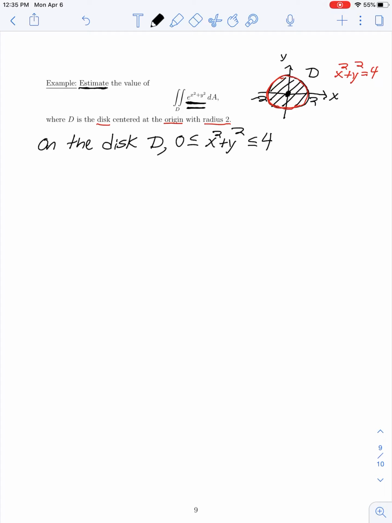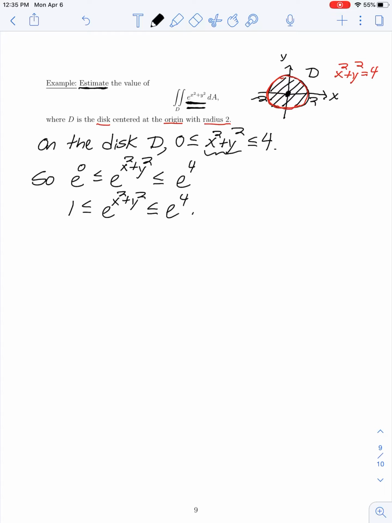Now, to get our function e to the x squared plus y squared, we would need to exponentiate everything through this inequality. So on the left-hand side, I would have e to the 0 is less than or equal to the values of my function, e to the x squared plus y squared, which would be less than or equal to e to the 4th, or 1 is less than or equal to e to the x squared plus y squared, which is less than or equal to e to the 4th.